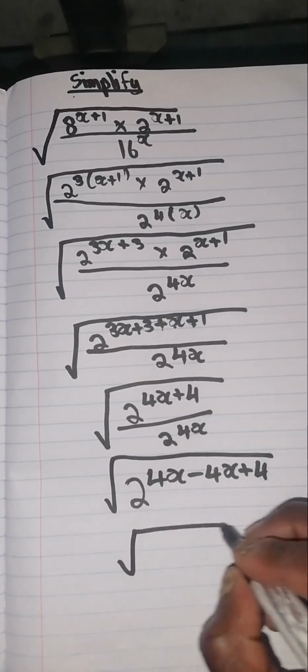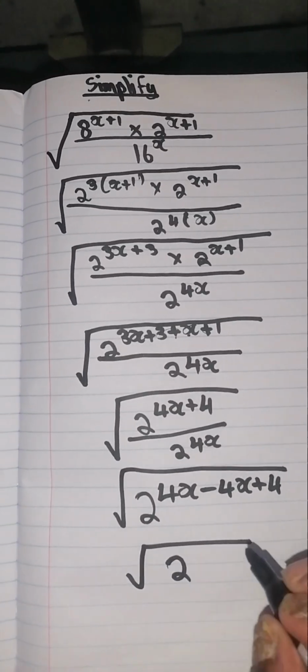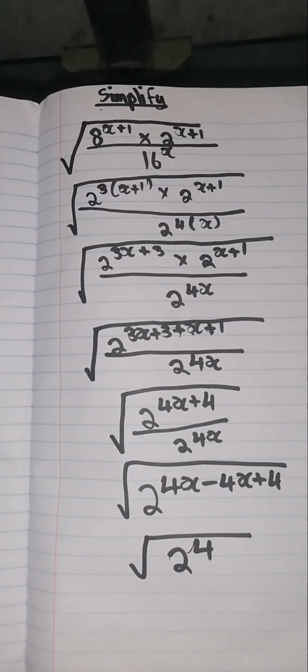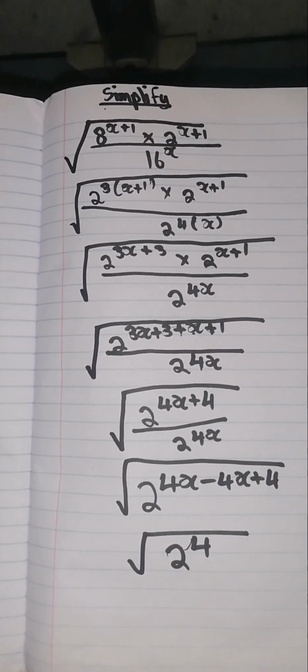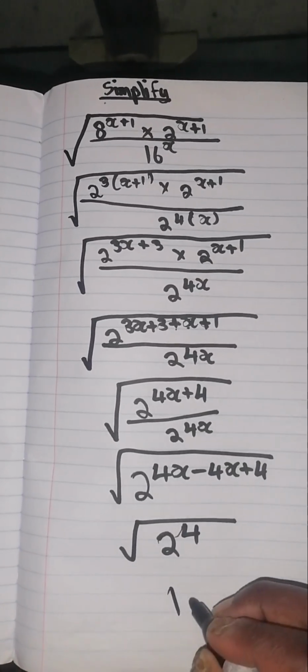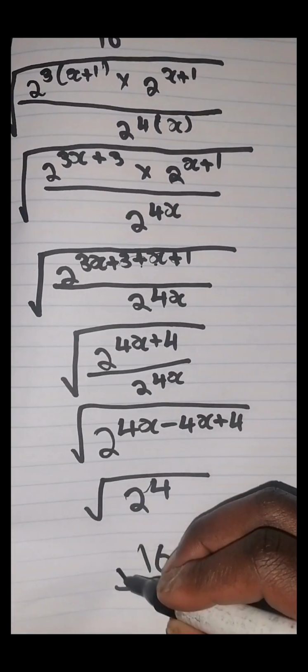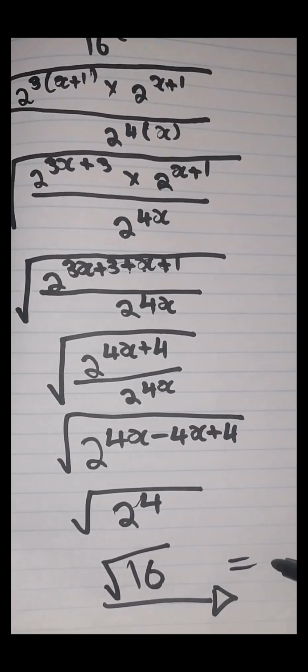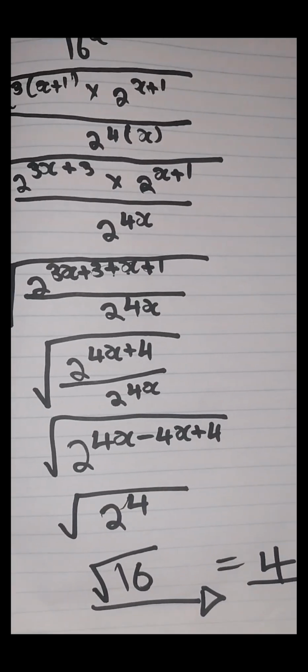Now this will give us the square root of 2 to the power 4. The square root of 2 to the power 4 is the same as the square root of 16. Now the square root of 16 is 4, and this is your final answer.